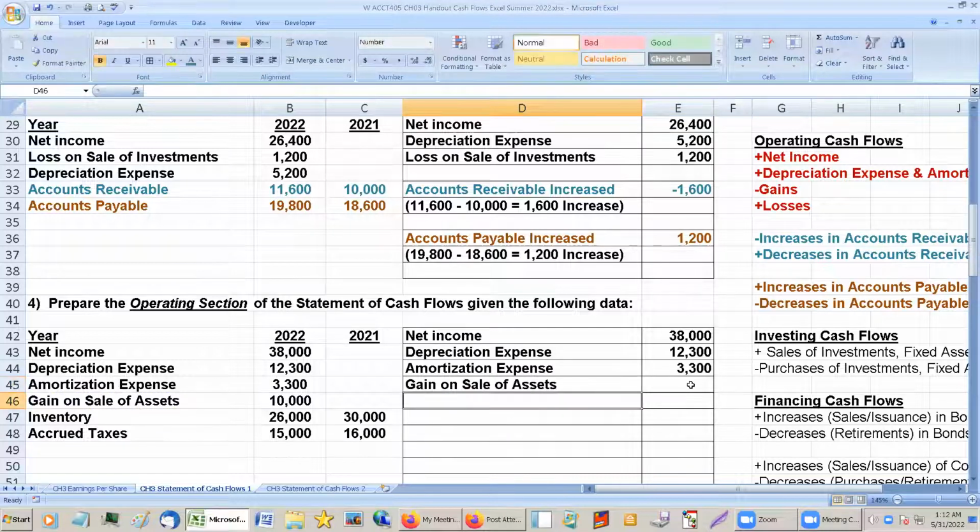Gain on sale of assets. Gains get subtracted. Another wacky thing. Because there's a gain in here, in that $38,000 income, there's a $10,000 gain, but that's going to go into a different section. Okay.